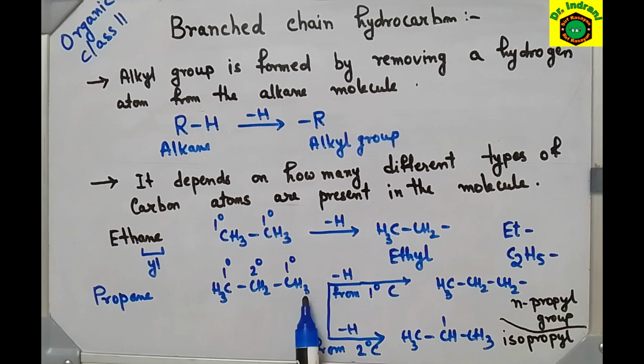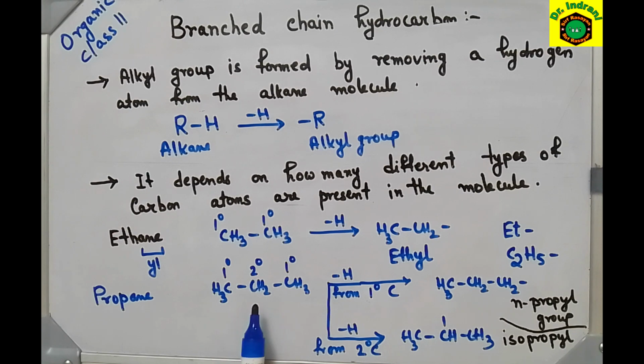By removal of hydrogen from 1 degree carbon, from here we are removing one hydrogen, we are getting CH3, CH2, CH2. One open valence is there because carbon is tetravalent, so 1, 2, 3 and it will be attached to something. So this group is called N-propyl group.